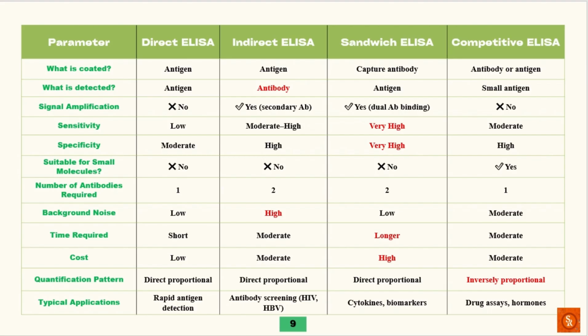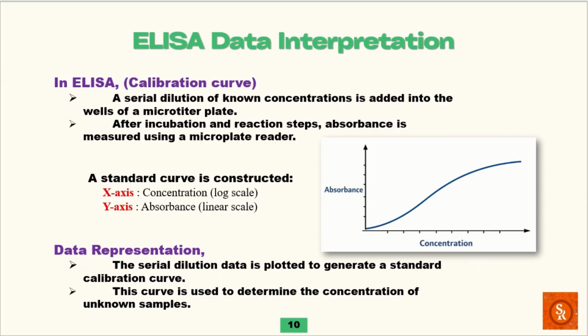The cost of the experimental technique is much higher for sandwich ELISA and lower for direct ELISA. Typical applications for each type: direct ELISA is used for rapid antigen detection. In indirect ELISA we are detecting the antibody, in sandwich ELISA we are detecting cytokines and various biomarkers, and in competitive ELISA we can analyze drug assays and hormones. For data interpretation, we measure the concentration with respect to the absorbance. The enzyme reacts with the substrate, which produces color. The intensity of the color is measured with a spectrophotometer, which gives the absorbance, and with that we can know the concentration by plotting absorbance against concentration.